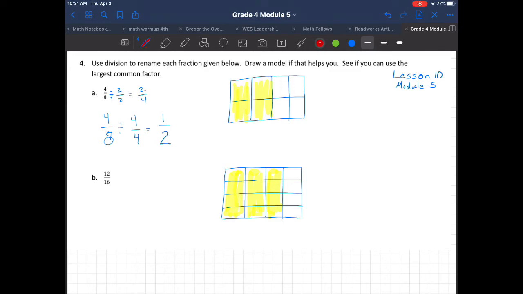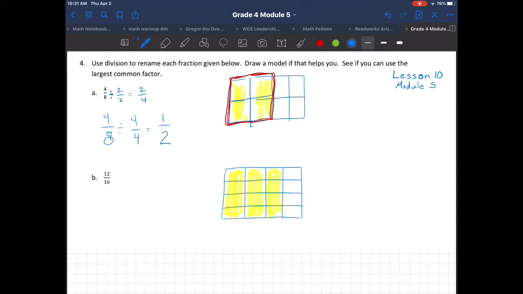So they're saying you could make this be this, which would be 2/4. But if you just break it up in this way, you've got 1/2. So 2/4 is equivalent to 1/2, but we could make it even simpler, which would give us a larger common factor. Use the largest common factor.